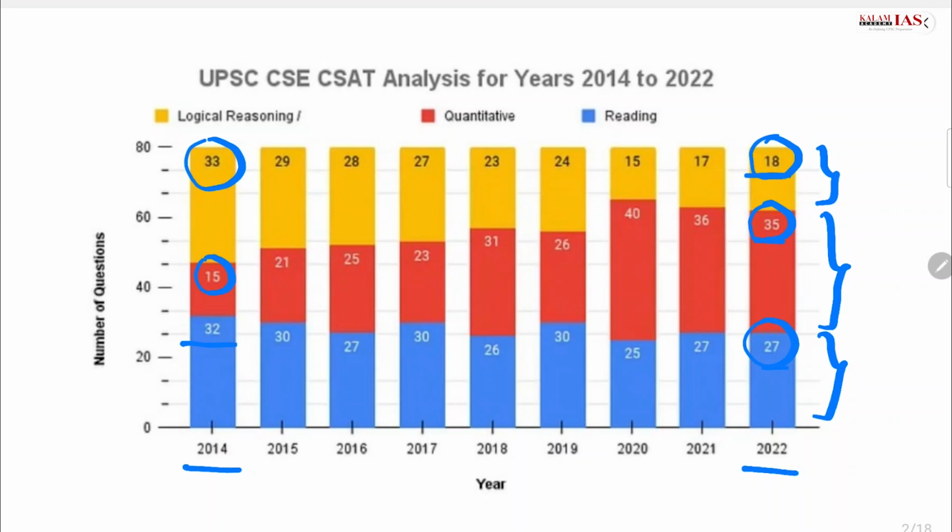So keep these things in mind when you are attempting the paper, because the way we attempt the paper also matters a lot and helps in easily clearing the CSAT cutoff. Moving on.